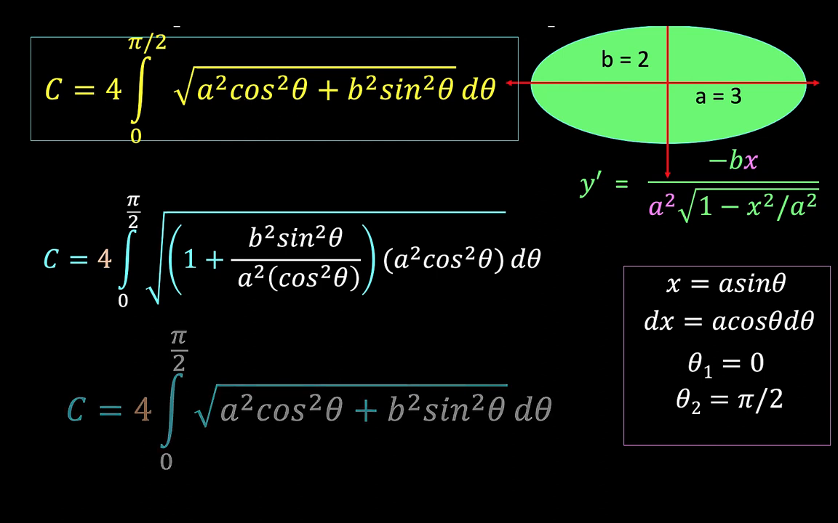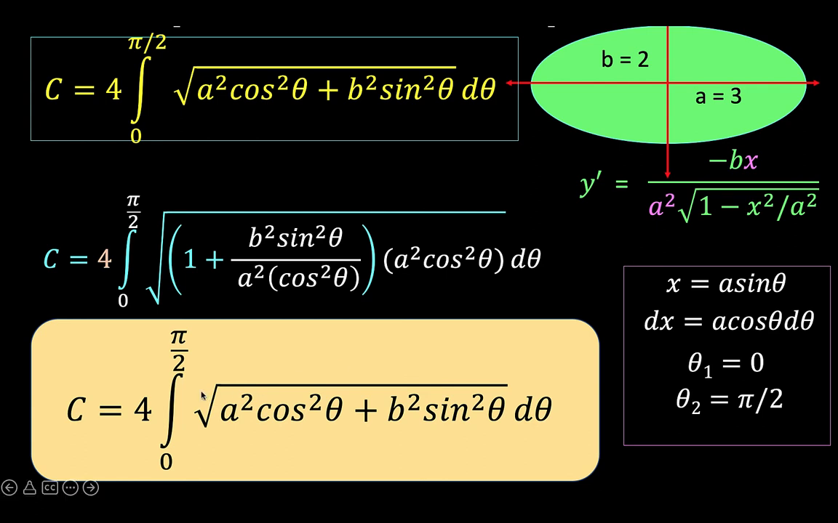So ladies and gentlemen, we have just proven that the formula for the circumference of an ellipse is c equals 4 times the definite integral from 0 to pi over 2 of the square root of a squared cosine squared theta plus b squared sine squared theta d theta, where a is 1/2 the length of the major axis and b is 1/2 the length of the minor axis.